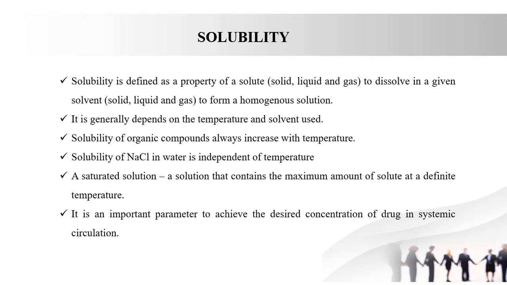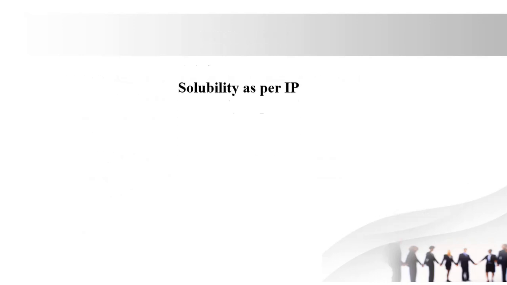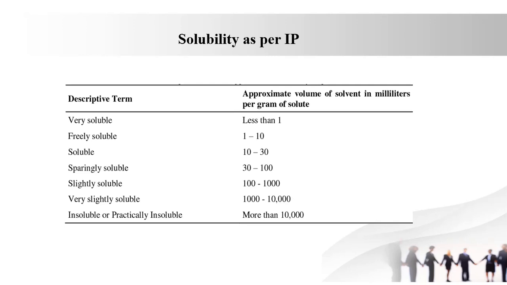Solubility is an important parameter to achieve the desired concentration of drug in systemic circulation. As a pharmacist, you should know the fact that any drug only gets absorbed in systemic circulation when it solubilizes in body fluid. The next is solubility as per the Indian Pharmacopoeia. You may have heard terms like very soluble, freely soluble, and soluble. What do the descriptive terms describe?